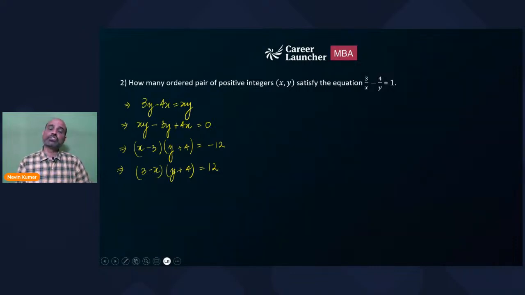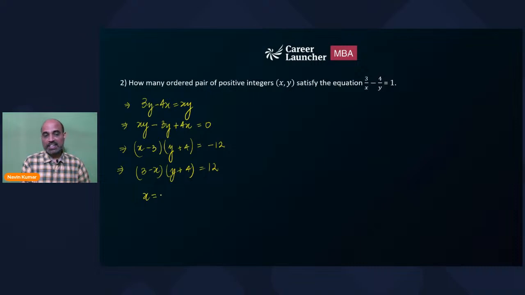we need the values of x and y as positive integers, right? So that would mean no matter what value of y I put, y plus 4 will never be negative, right? y is always positive here. So it will never be negative. And if I want the product to be 12, which is positive, so 3 minus x should also be positive, right? 3 minus x is going to be positive when x is also positive.